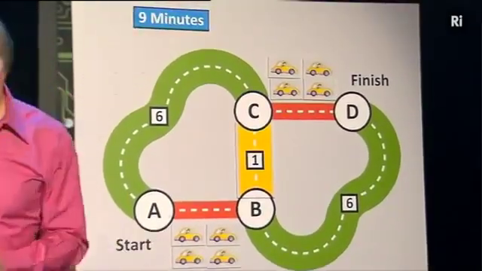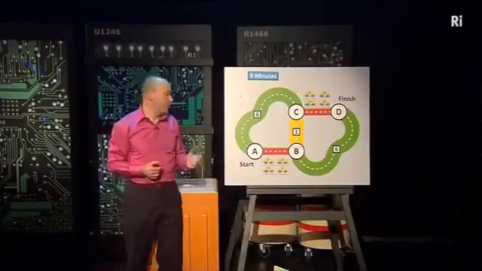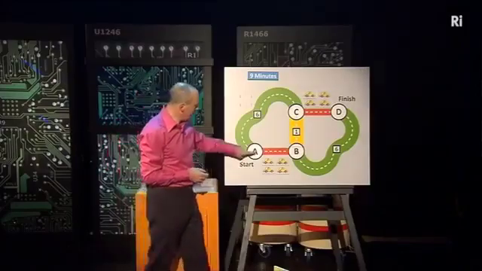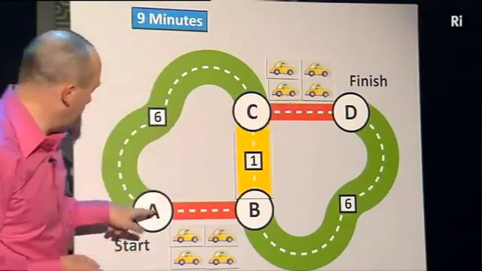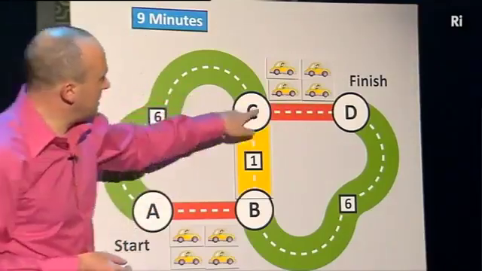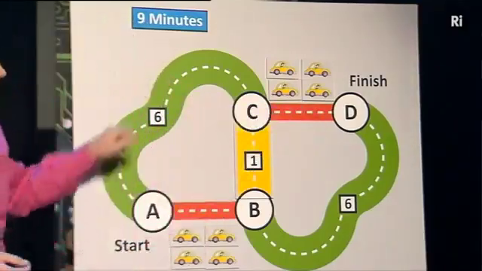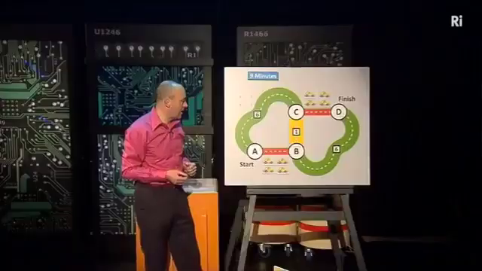Now, would any of those drivers like to switch and take a different route? Well, let's have a look. One possibility is to go along here and then this way. That would take 6 minutes plus another 4 minutes, which is 10 minutes. So that's longer, so the drivers don't want to do that.